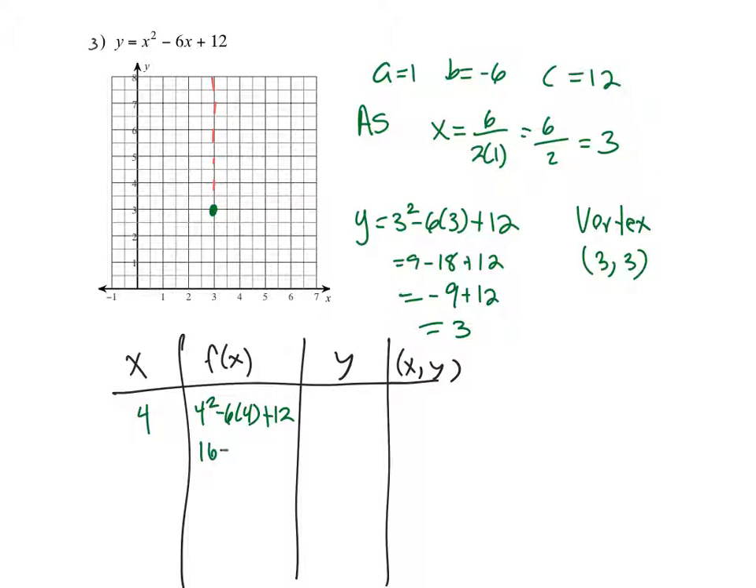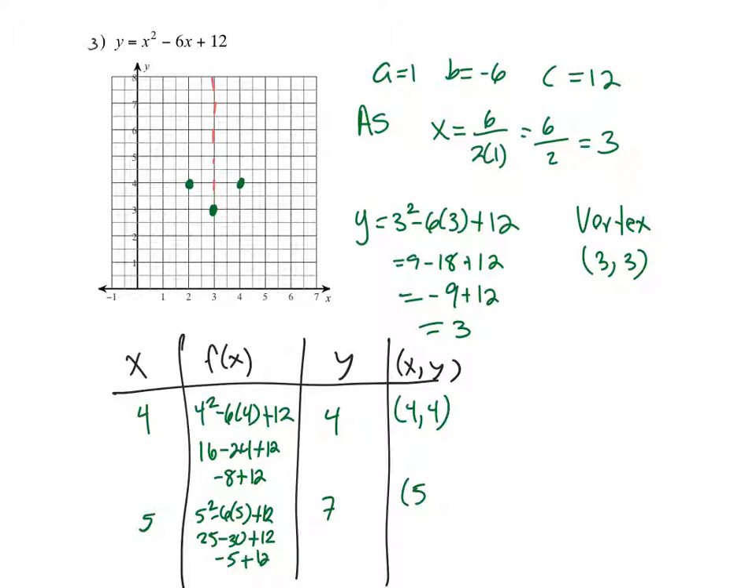So 16 minus 24 plus 12. Negative 8 plus 12 equals 4. So the point 4, 4. This point right here. Again, I'm going to mark the same on the left. Substituting 5. 5 squared minus 6 times 5 plus 12. 25 minus 30 plus 12. So negative 5 plus 12. This is 7. So I have the point 5, 7. 5, 7 up here. Same over here. And there's my graph.